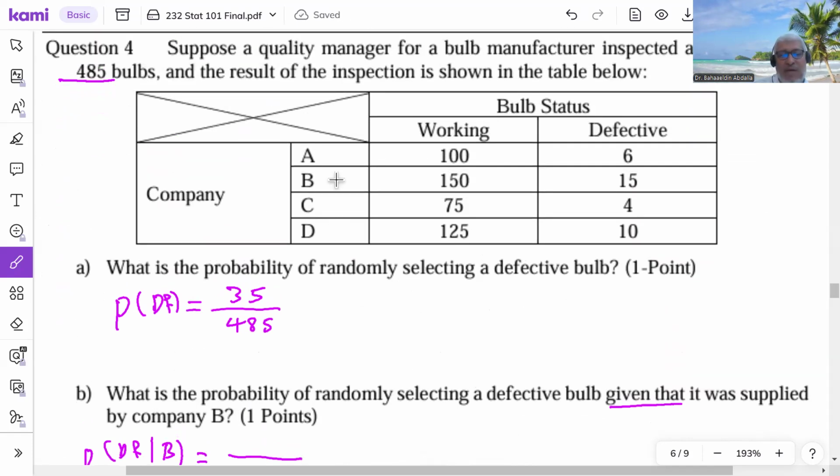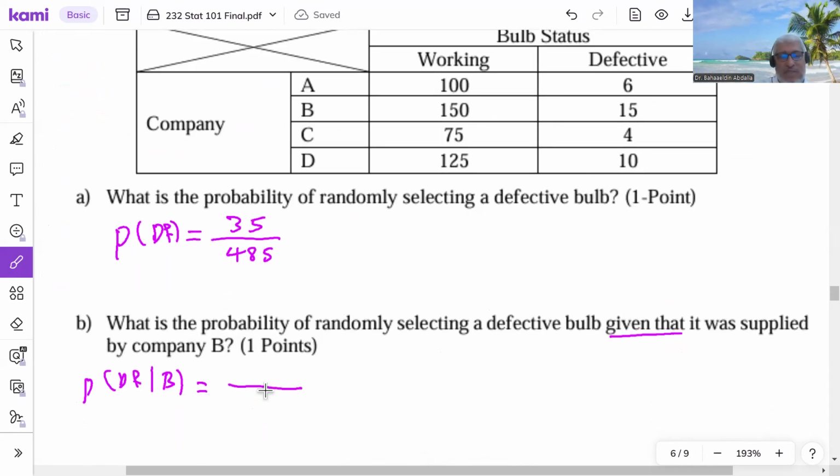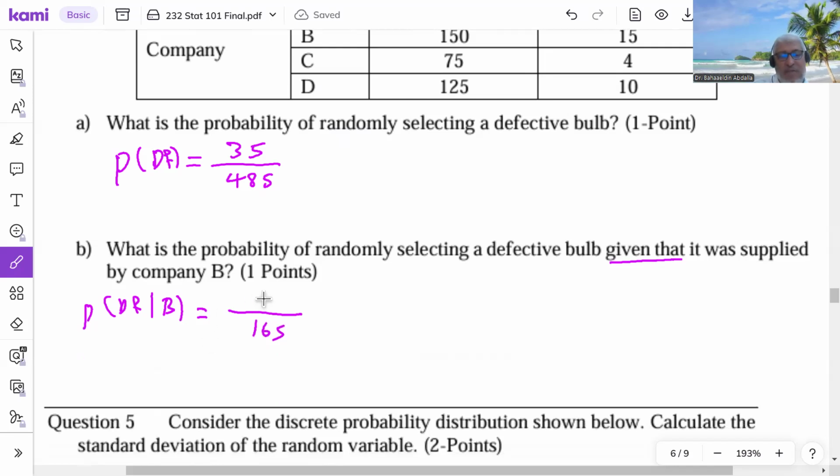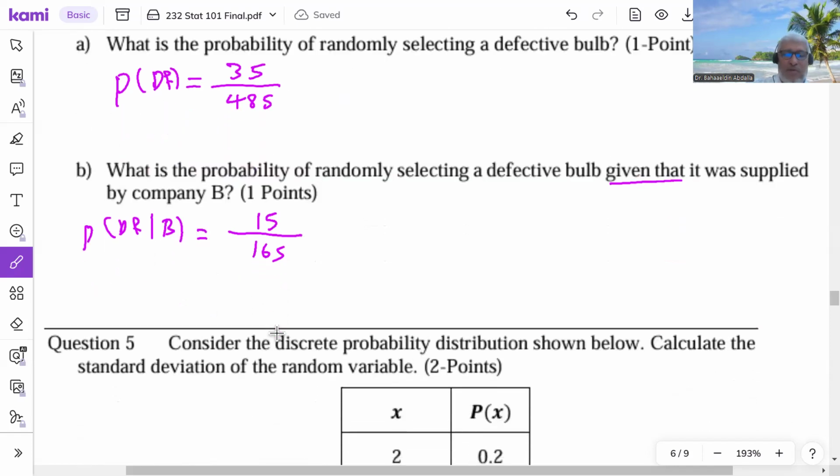How many bulbs are supplied by company B? 150 plus 15, that's 165 total. And how many of these are defectives? The defectives are 15. So the probability of defective given B is actually 15 over 165. So this is the definition: the number of elements in the intersection over the number of elements in B will give you the conditional probability.